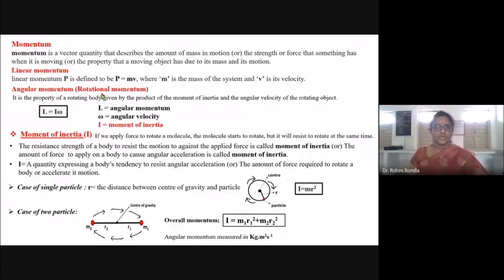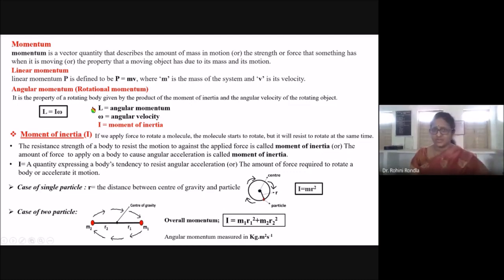So momentum is the product of mass and velocity. Momentum is a vector quantity because velocity has direction. So it can be divided into two types. Momentum is of two types: linear momentum and angular momentum.